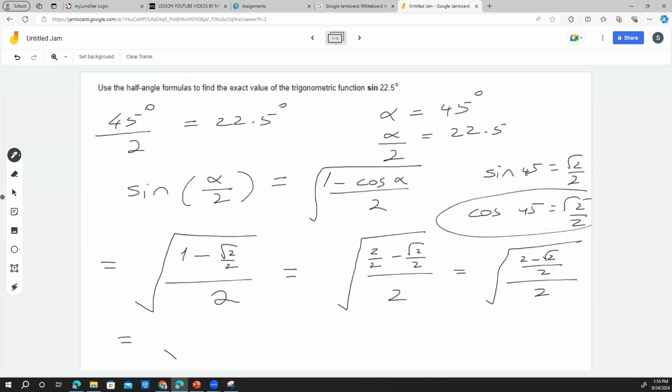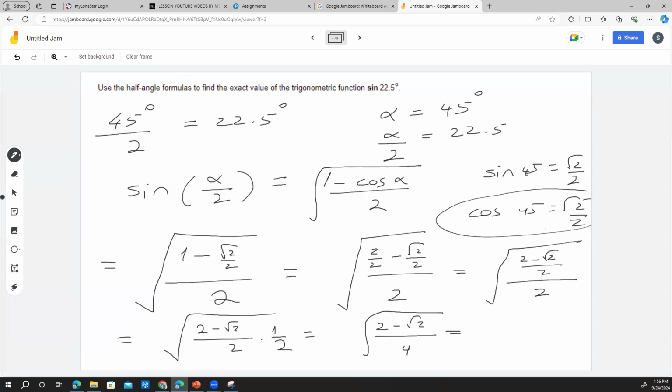So in the radical, copy the first fraction, which is 2 minus radical 2 over 2, and multiply it by the reciprocal of the other number, which is 1/2. So the top will be 2 minus radical 2, and the bottom will be 2 times 2, which is just 4, and I need to take the square root of this number.